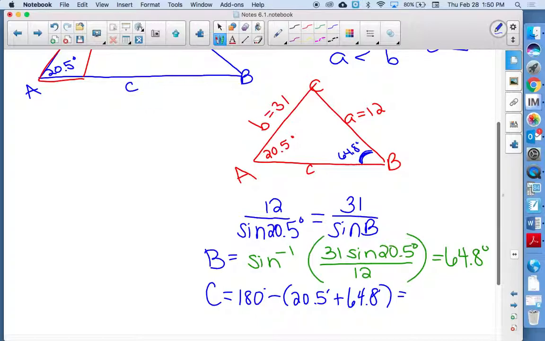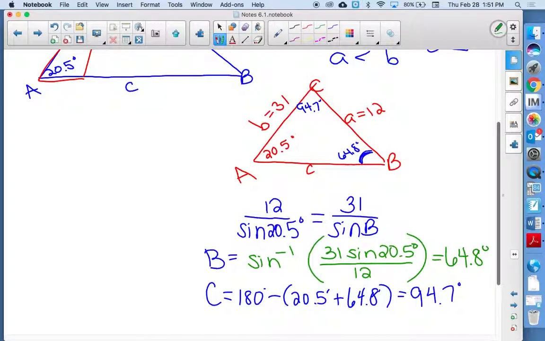Anybody have angle C? I got 94.7. 94.7? Yeah. So that's this up here. So we use the law of sines once, we then use the fact that it's a triangle, 180 degrees. And now we're going to have to use the law of sines a second time, because we still need to get this piece down here yet.